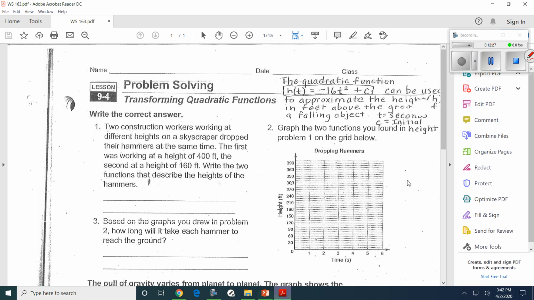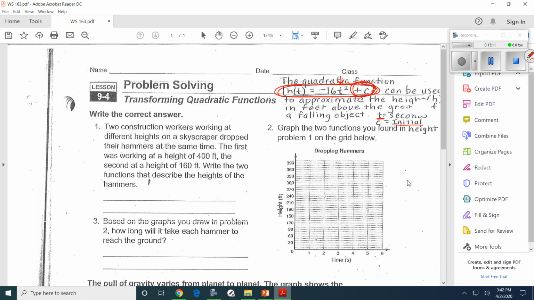Okay, this is practicing in the real world. Now before you start this page, you need to read and make sure you see this right up here in the top upper right hand corner. There is a quadratic function that we use based on the gravitational pull of Earth, where negative 16 t squared plus c can be used to approximate the height in feet above the ground of a falling object. This is an equation based on Earth's gravitational pull. The t stands, we're going to put that in place of the x, for the time. And the c is going to be the y-intercept, which is the initial height.